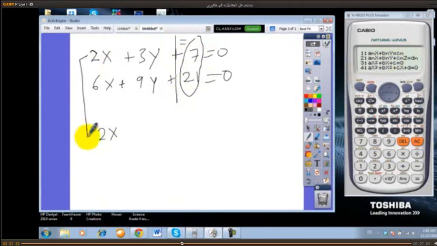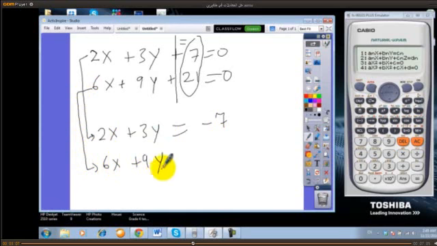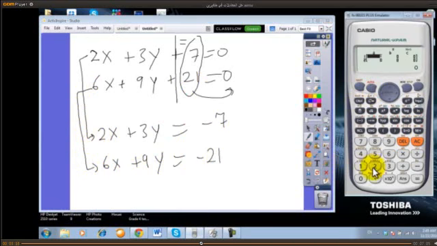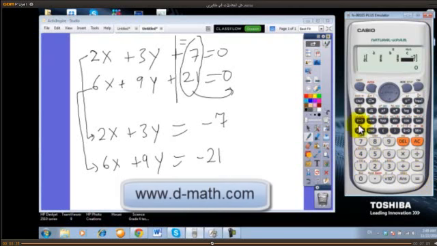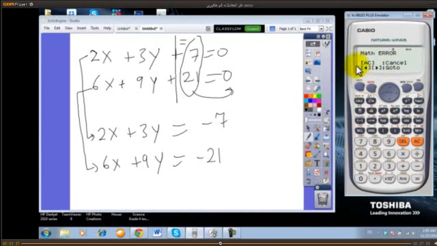2x, first equation, plus 3y is equal to negative 7 on the other side, and then 6x plus 9y is equal to negative 21. Now we solve the equation in this shape, so I enter 2 and then 3 and then negative 7. Again 6, 9, negative 21, and again equal. We get a math error.